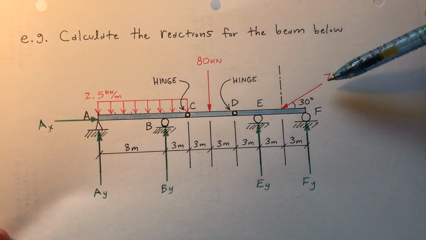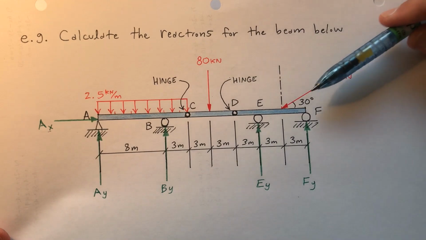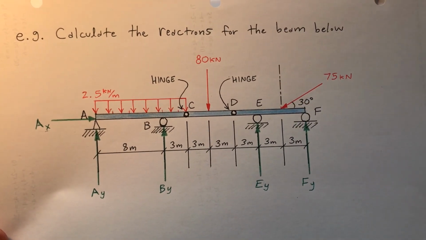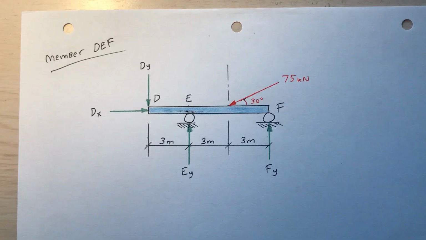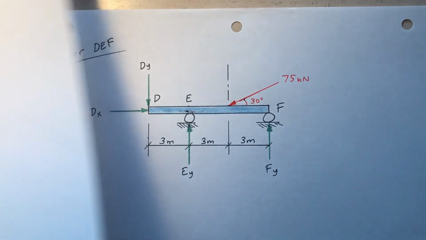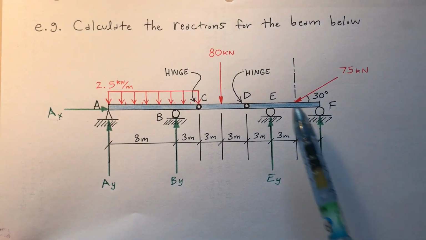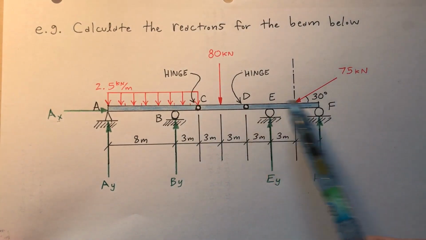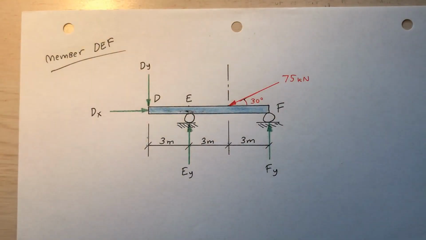I've examined CD. Now I'm going to examine portion DEF. And notice I've got this 75 kilonewton load acting at an angle. So now examine DEF. Okay, so I've separated out a member DEF. Go back to the original drawing. DEF. Okay, cut that out, take it off to the side like so. At E and F I've got rollers, so vertical reactions. Those are still undetermined. Notice what's happening here at D.